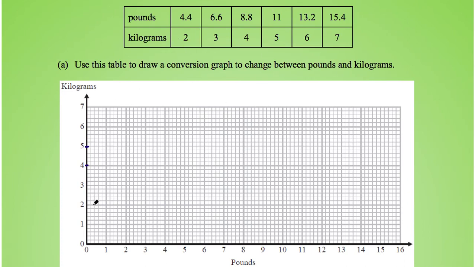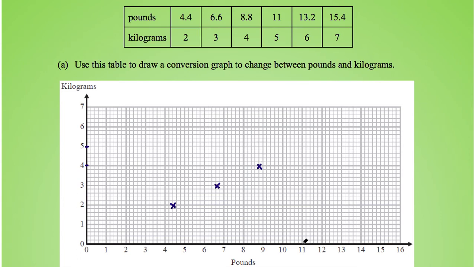2 kilograms, 4.4 pounds. So 4.4 on this scale is 4.2, 4.4, 2 kilograms. That's a really common mistake to make, the one that I made. So just read really carefully what the axes are. 6.6 pounds is the same as 3 kilograms on that. 8.8 pounds, that's just one before 9. 8.8 is the same as 4 kilograms.